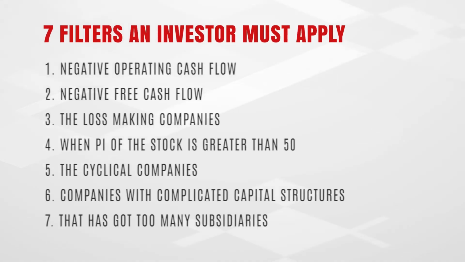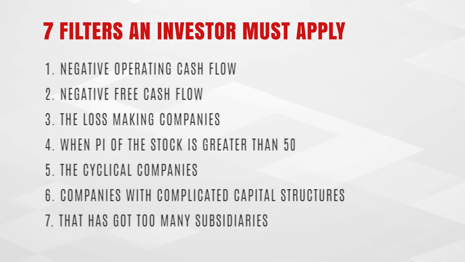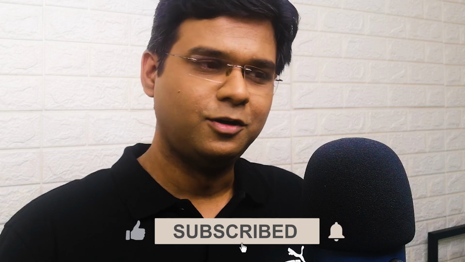So basically these were the 7 filters that I use. If you use these filters, at least out of 5,000, you can easily reject 4,000 or 4,500 companies, just these 7 filters. So number 1 is negative operating cash flow. Number 2 is negative free cash flow. Number 3 is loss-making companies. Number 4 is PE of the stock is greater than 50. Number 5 is cyclical companies. Number 6, companies that issue warrants, options, and convertibles. Number 7, company has too many subsidiaries. So those are the filters that I personally use to build my portfolio.